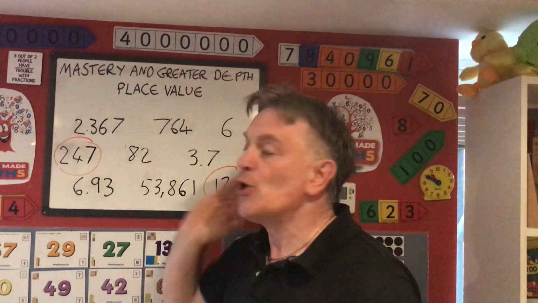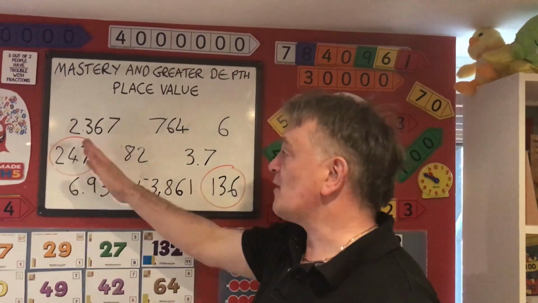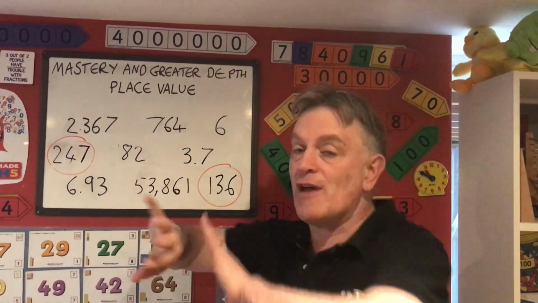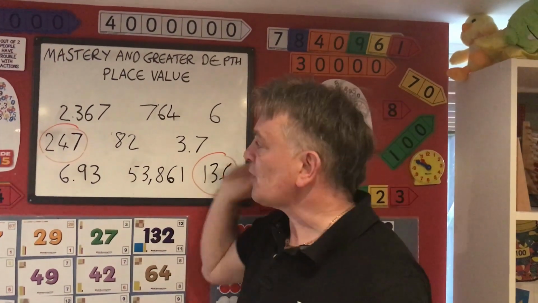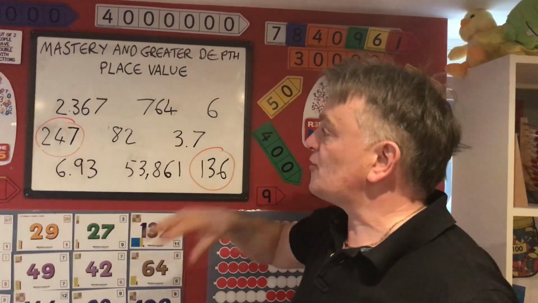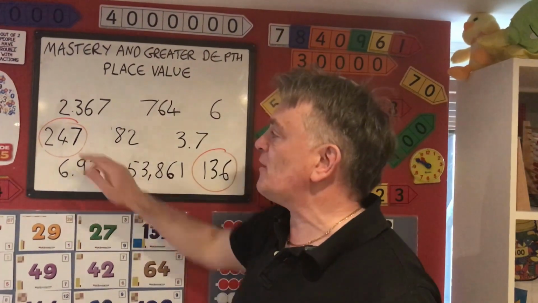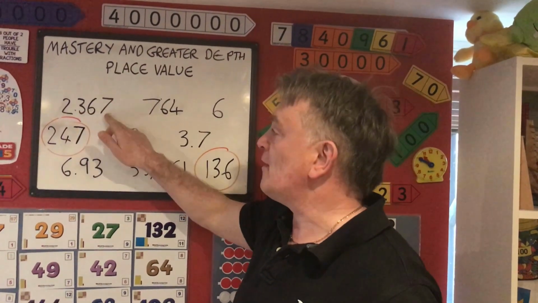Last but not least, we've just been looking at a thousands number. This one's a little bit bigger, but imagine we'd started that activity with 2,367 ones on the table. We'd have then exchanged all of the ones into tens. We'd have ended up with 236 tens and 7 ones.